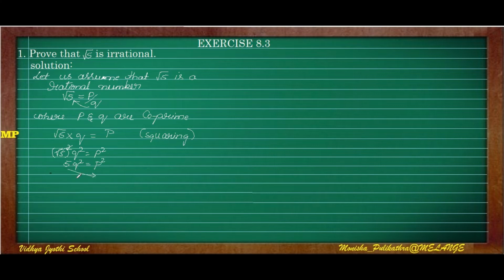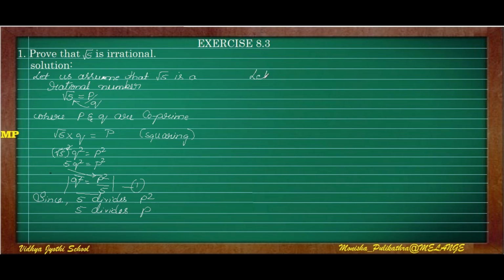Next, I will take it down. So we will get q square is equal to p square by 5. Let it be equation 1. Here we have to assume a fact that since 5 divides p square, 5 also divides p. So p is any number which is divisible by 5. So this is the assumption we have taken.